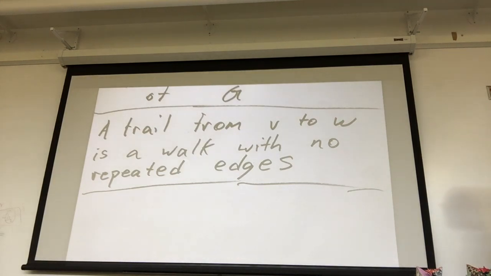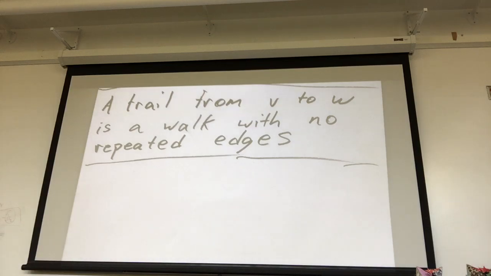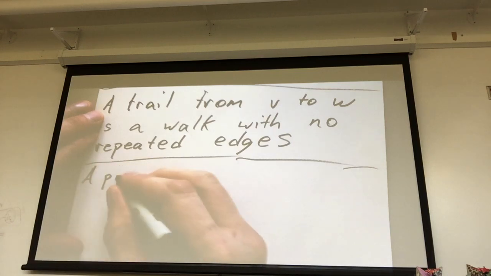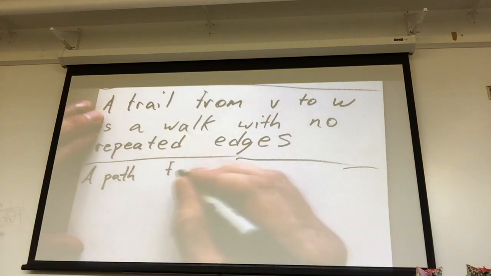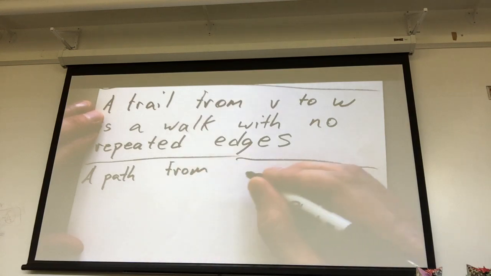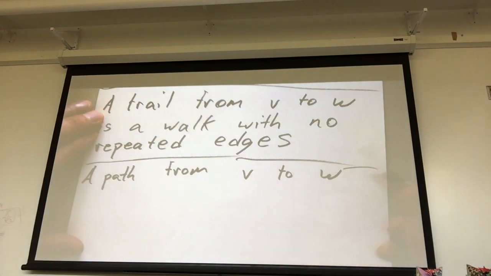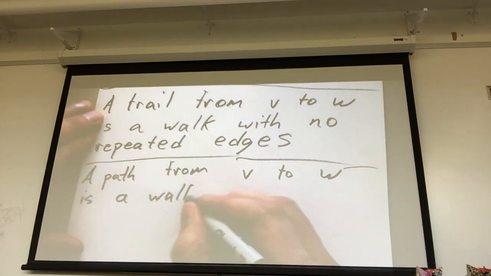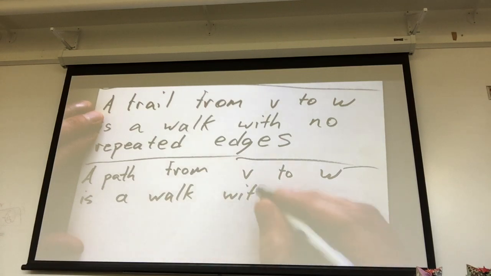All right, and this is going to be some of the restrictions that we're going to put on these definitions in class today. Well, what if you can't have a repeated edge? Well, what if you can have repeated vertices? So we can have a trail, meaning no repeated edges, or a path from V to W is a walk with no repeated vertices.